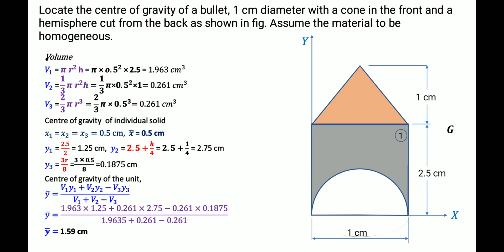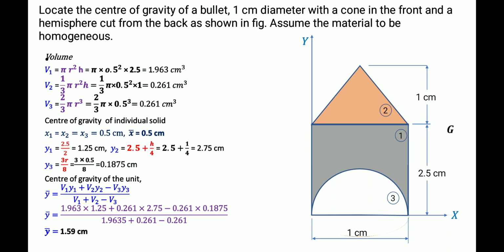Then I use the first section as this cylinder. The cylindrical part is section 1, and this is not a triangle, it's a cone, which is section 2. Then the removed section is section 3. So the formula becomes V1y1 plus V2y2. First and second will be added; from 1 and 2 added, 3 should be subtracted, because it is the removed section. So minus V3y3. So here minus V3 is there.